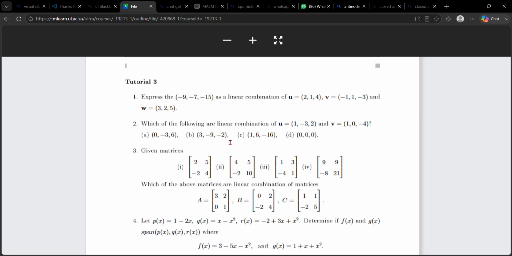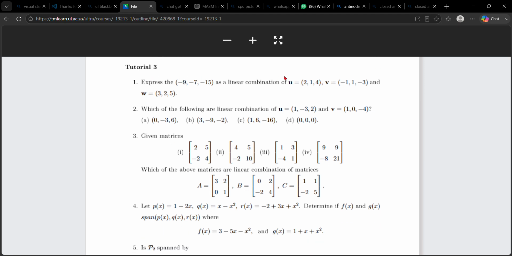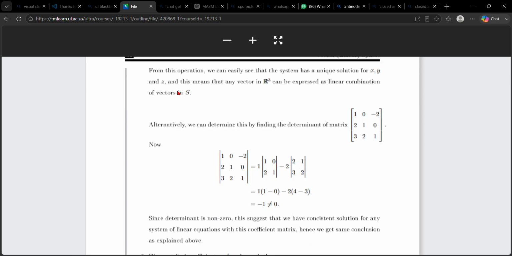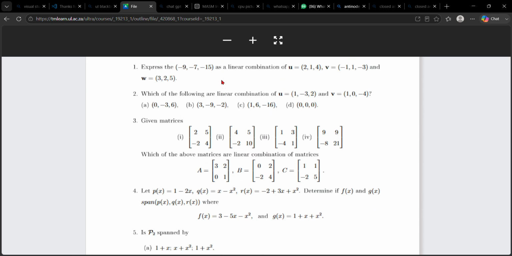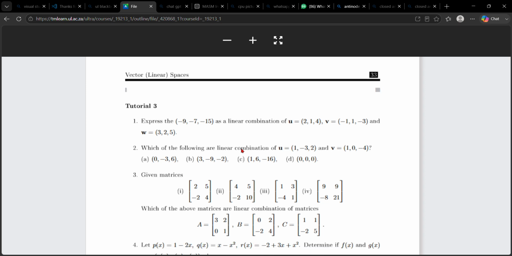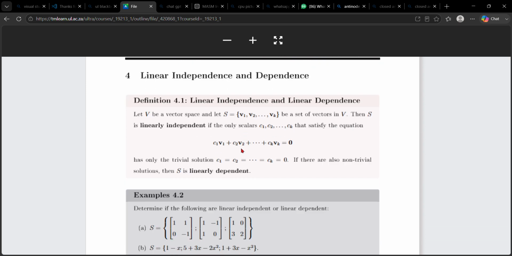So this is tutorial 3. They were saying express this as the linear combination of U, V, and W. So that's an interesting question. And also, which of the following are a linear combination of U? So I will explain this on the second recording.